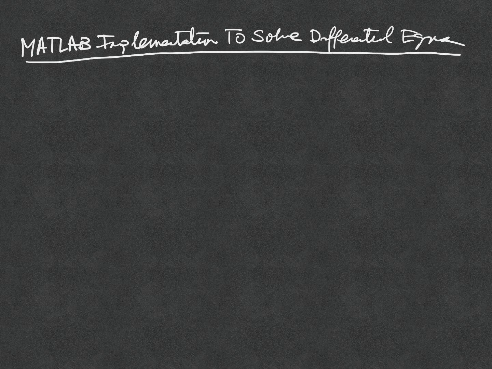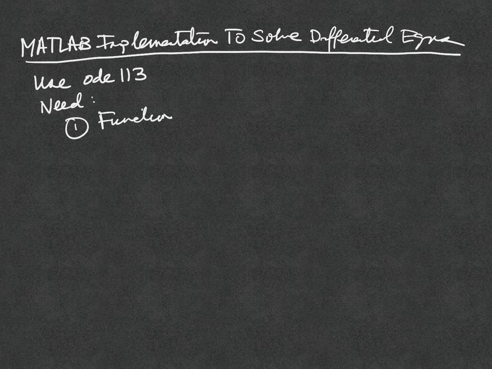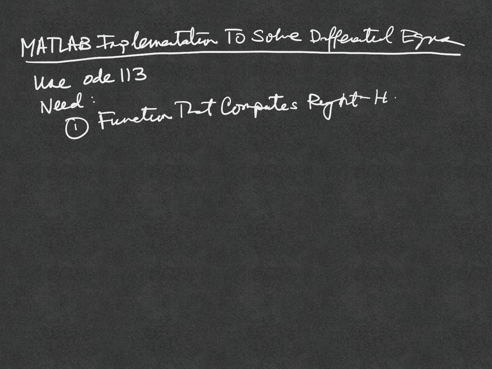So the first thing we need to do is we're going to use ODE 113. Now I'm going to write this out by hand because there's no reason for me to go to the computer and code it. You can code it yourself, but I'm just going to write out the elements by hand. So for ODE 113, we need the following. We need 1, a function that computes the right-hand side. This is really important. This is the right-hand side.